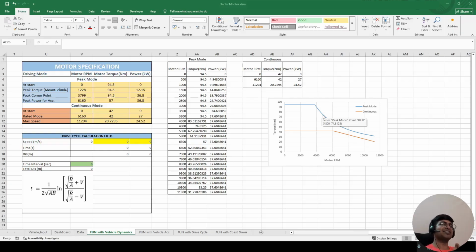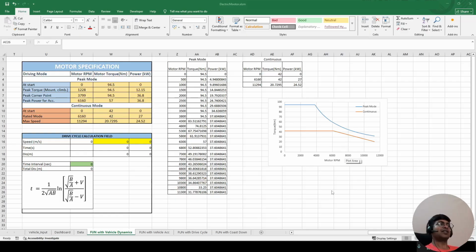Now, what is the meaning of continuous mode? Of course, continuous mode is where you can operate your motor for infinite time without being worried about the thermal aspects of the motor. For that, you do not need to operate at the peak mode, but at lesser than that, and that is what you see here, this curve. On this curve or below this curve, you can operate your motor for infinite time and there will be no failure in the motor. So that is the meaning of peak and continuous mode.